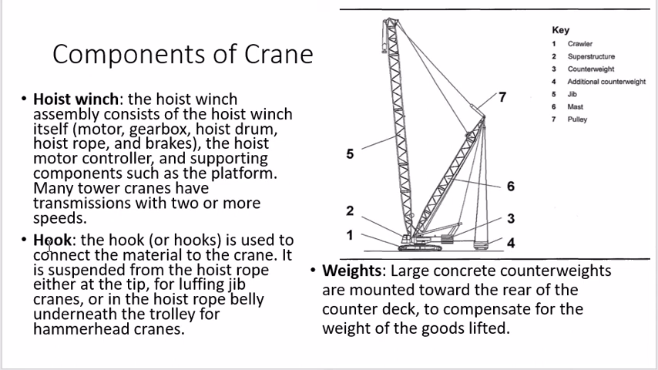That is a hook. Then we have the weights. The weights are just to counter your load. If it is carrying your load here at number 4, then a counterweight is provided over here, or sometimes over here also if the load is greater over here, so that your crane stays in a stable position.